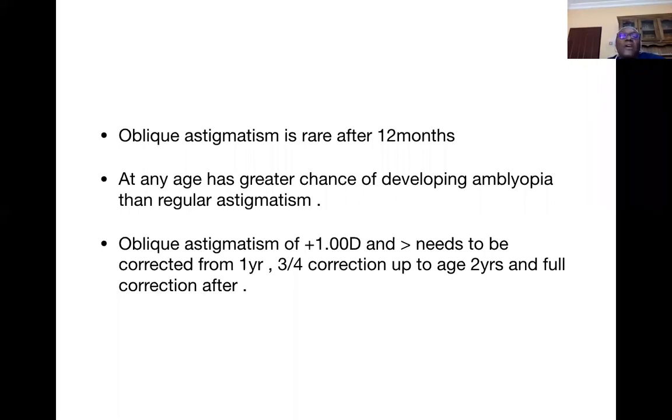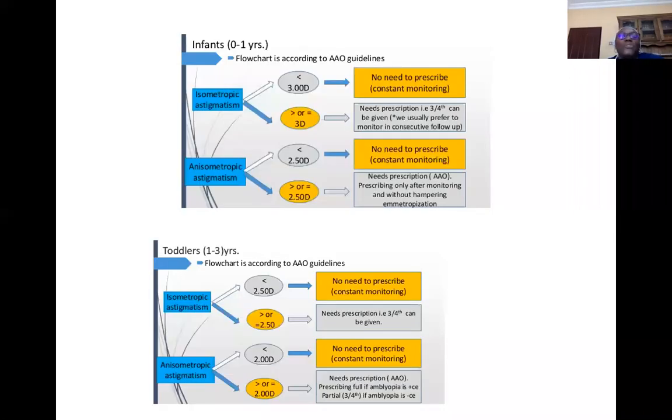This is another flow chart showing the guideline for giving spectacles for those with astigmatism, whether it's isometropic or anisometropic astigmatism, at the age of 0 to 1 year and the age of 1 to 3 years. You can follow this guideline for all the patients you're seeing.